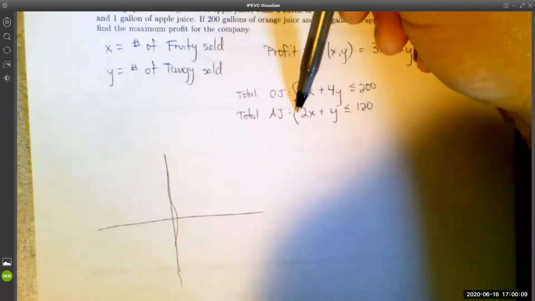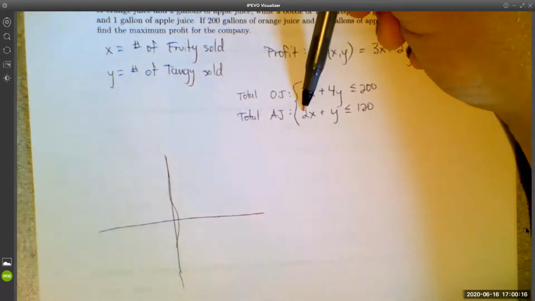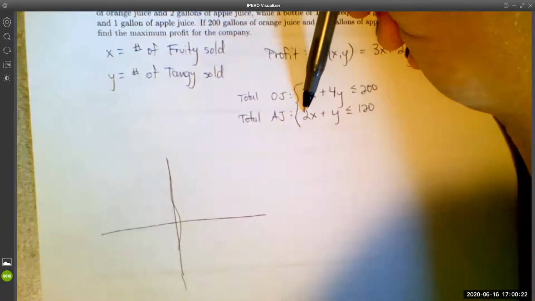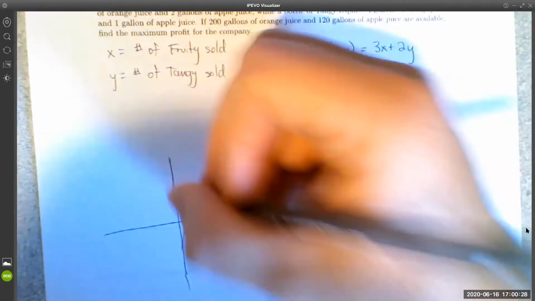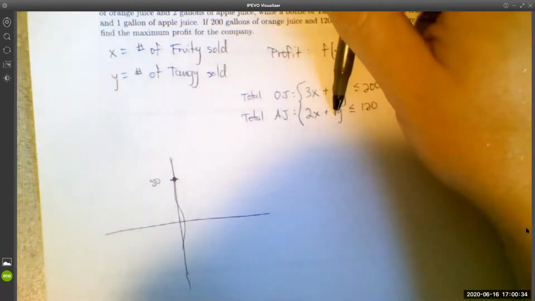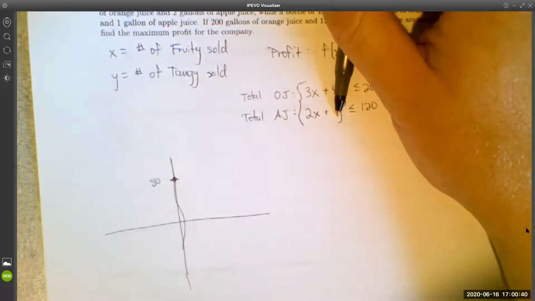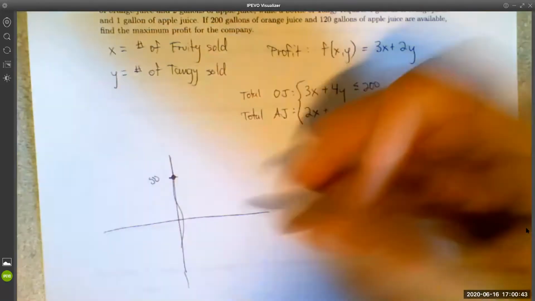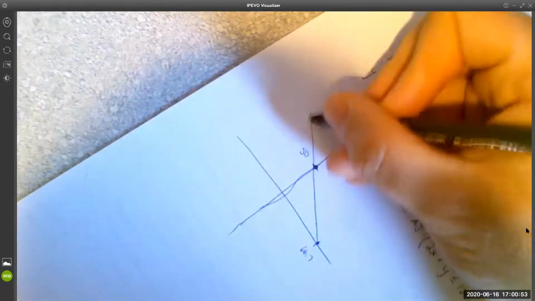So if I plug in 0 for x, then 4y needs to equal 200. 200 divided by 4 is what, 80? 50. Oh, holy schmoly. Yeah, 50. So y equals 50. If I plug in 0 for y, I get 3x has to equal 200. 200 divided by 3 is about 66.7. So there's my first graph. There's my first boundary.